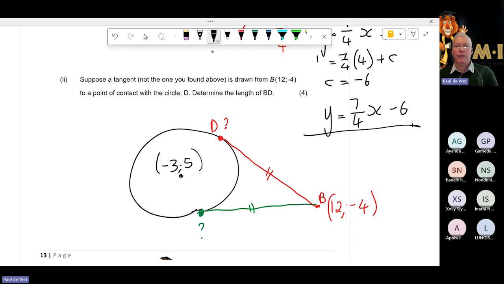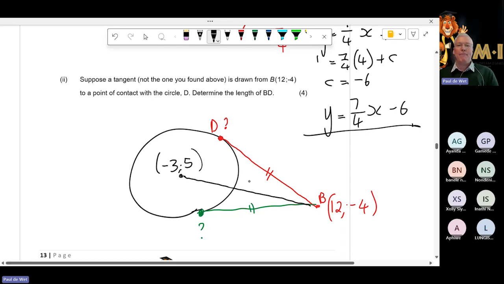The distance from B to the center of the cell. Okay, this distance here, I'm going to call that L. And the distance is 3 roots, 34 units. The square root of 34. Sorry, 34.